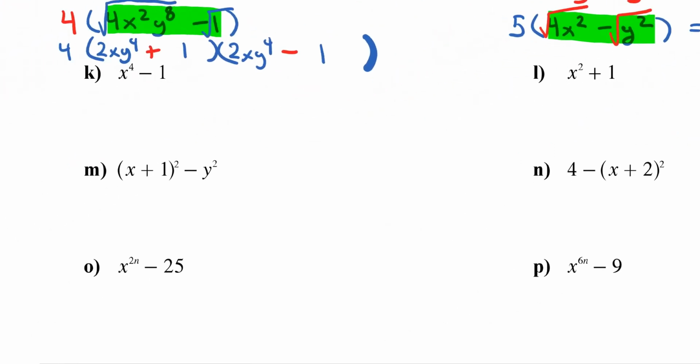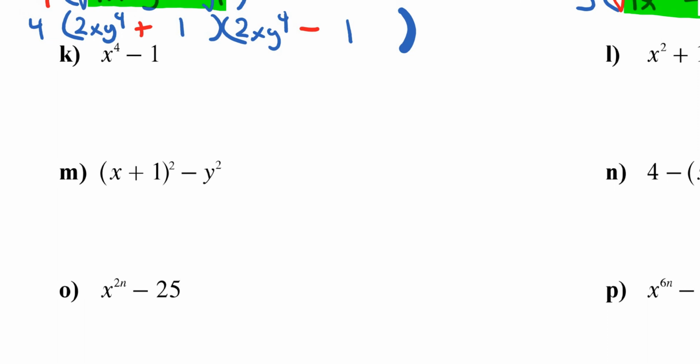Okay, let's move on to letter K. Once again, this is a difference of squares because you have two terms and a minus sign in the middle. So let's start with two brackets, a plus sign and a minus sign, and you're taking the square root of each term. So the square root of x to the 4 is x squared plus 1 and x squared minus 1.